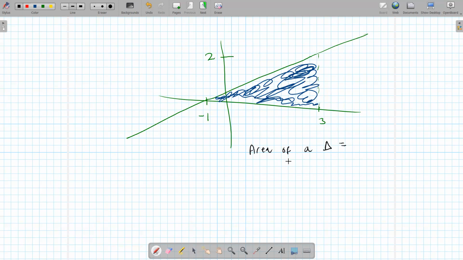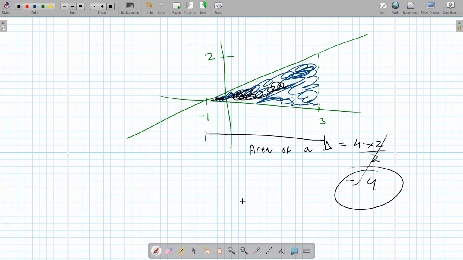What's the base here? 3. No, it's not. Try again. Does it look like it's 3? The base is the length of the base. It's 4. What's the height? 2. And divided by 2, right? Base times height divided by 2. 2 and 2 cancels out. The area is 4. It's easy for a linear function.